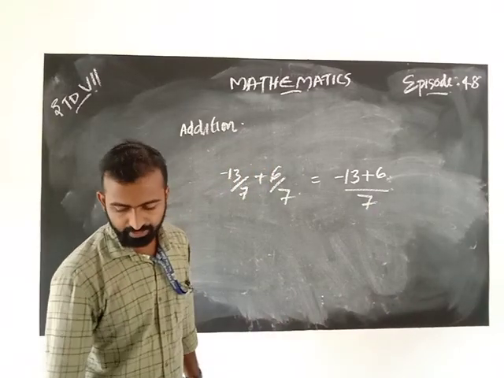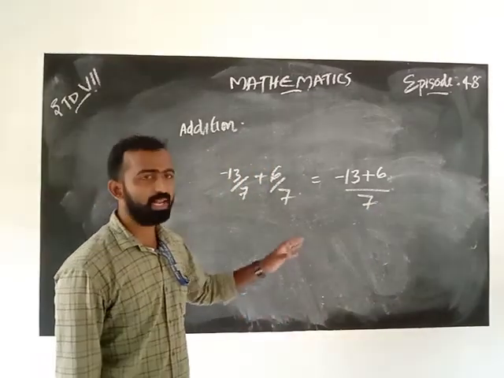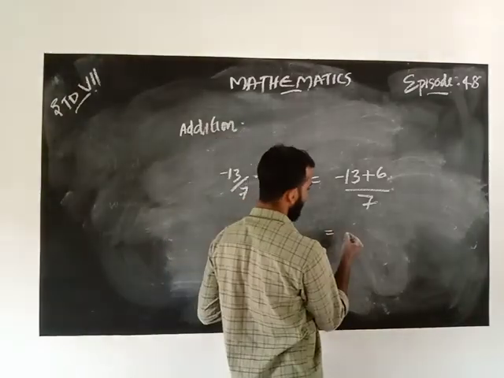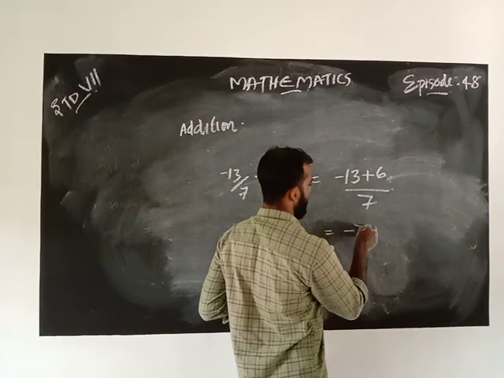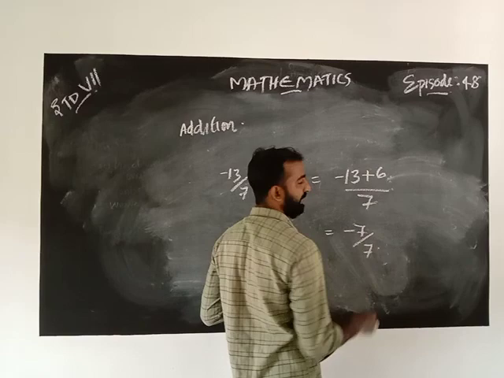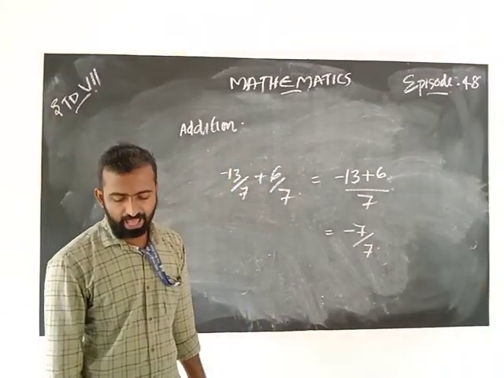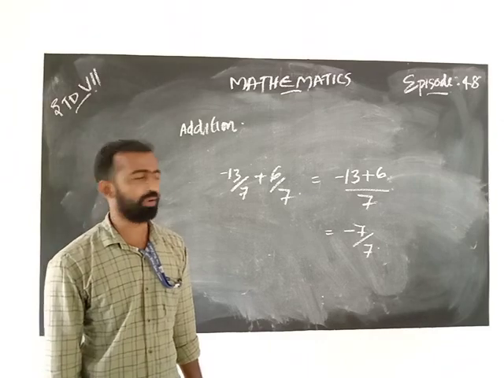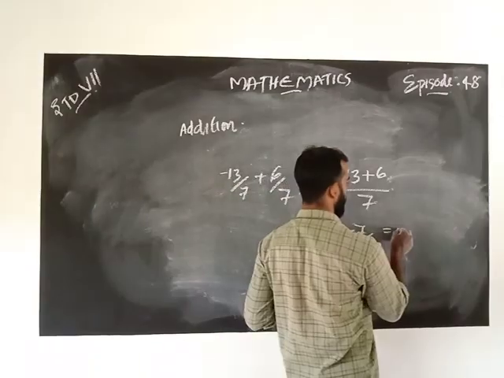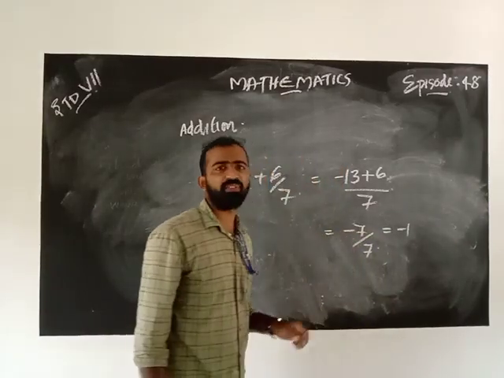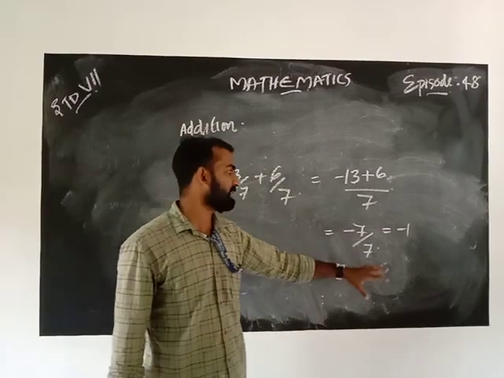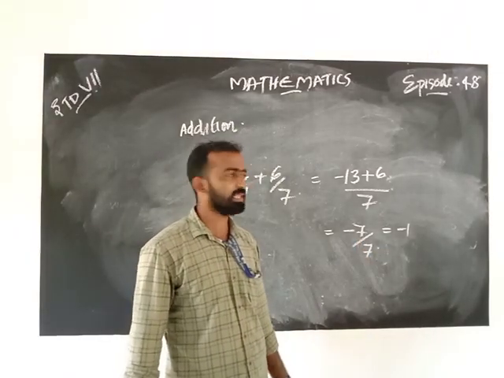We get our answer as negative 7 by 7. The answer is negative 1. When we simplify to standard form, negative 7 by 7 is negative 1. The answer is negative 1.